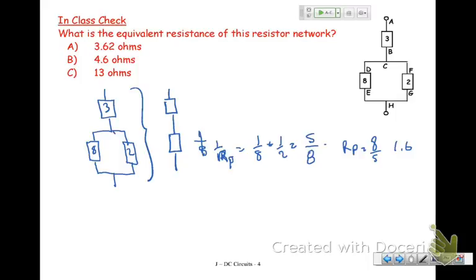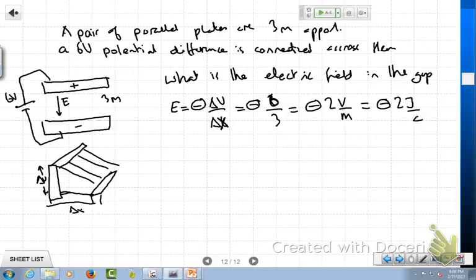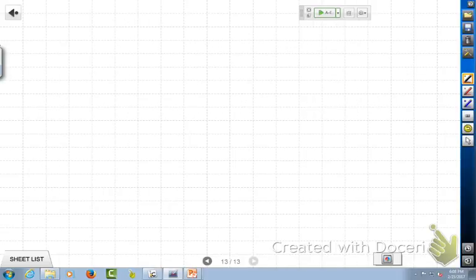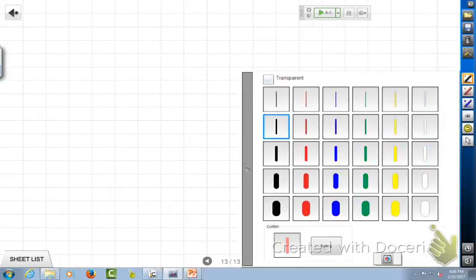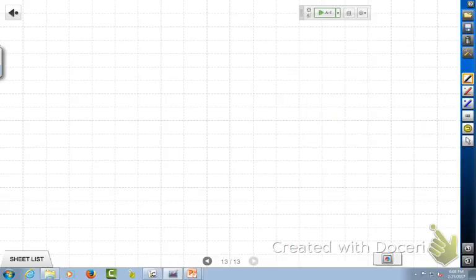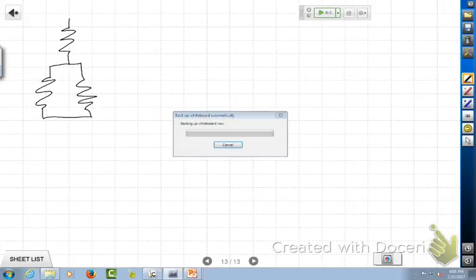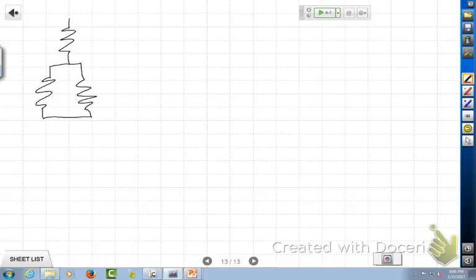And what we can do is I can go on to another page to do it. It's 3, 8, and 2. So let's go over here. And I'll go here. This is 3 ohms. I think this is 8 ohms. I think this is 2 ohms. Is that right?